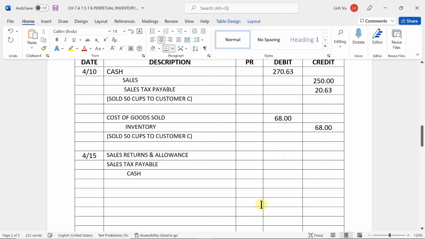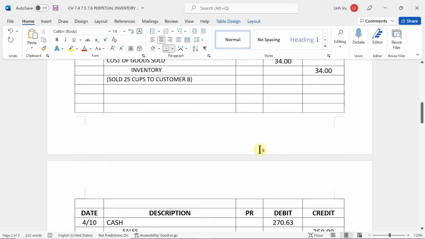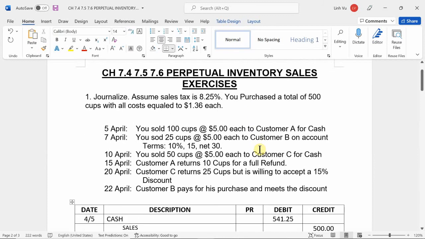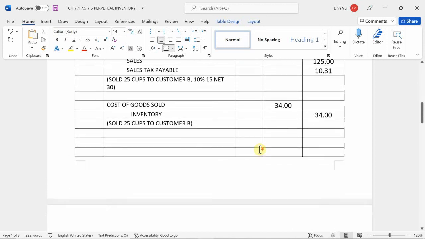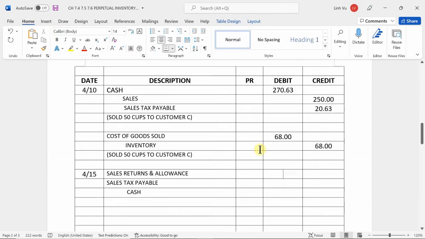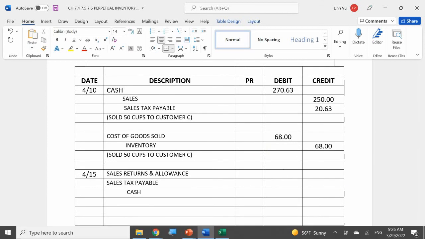So in this case, they are returning 10, right? 10 of those cups. Okay, so it cost me $5 each. So therefore, what's my total sales, returns, and allowances? $50, right? 10 times 5 is $50. How much of that money is going to be taxed that I have to give back?